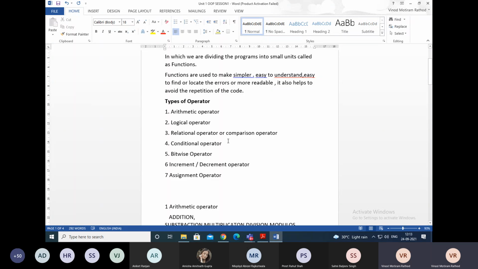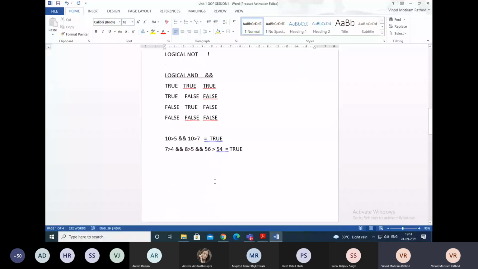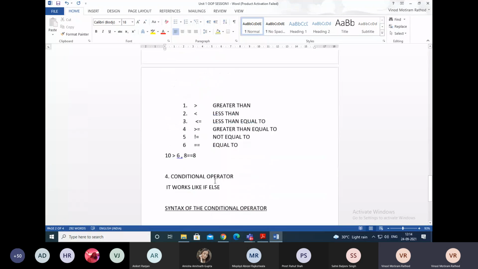We have seen the different types of operators in the last session, like arithmetic operators, logical operators, then the relational operators, that is, comparison operators. Then we saw the conditional operator, and today we will see the bitwise operators, the increment and decrement operators, and the assignment operators. So these three we will see today. Let's move to the increment and decrement and bitwise operators.